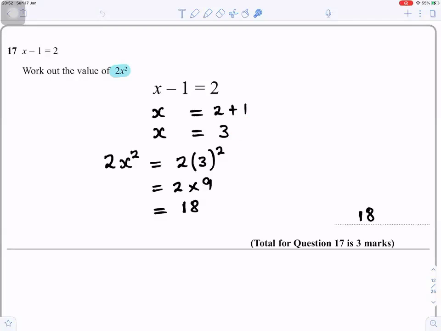So x is 3. And now we take that value for x and substitute it in for 2x squared. So instead of x, we'll put 3 there. So it will be 2 times 3 squared. 3 squared is 9. And 2 times 9 is 18.